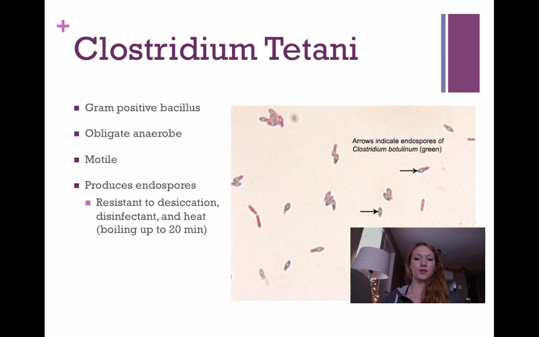Tetanus is caused by the bacterium Clostridium tetani, which is a gram-positive bacillus, obligate anaerobe, motile, and readily produces endospores, which are resistant to desiccation, disinfectant, and heat. You can boil it for up to 20 minutes. You can see in this endospore stain the little green endospores.